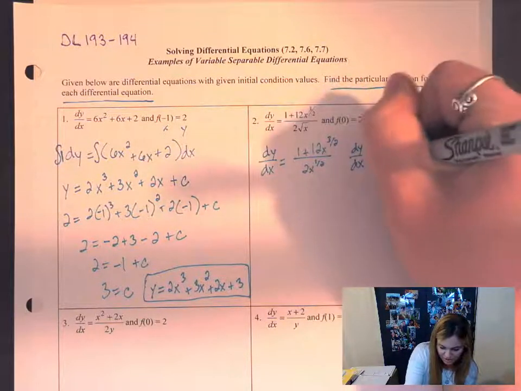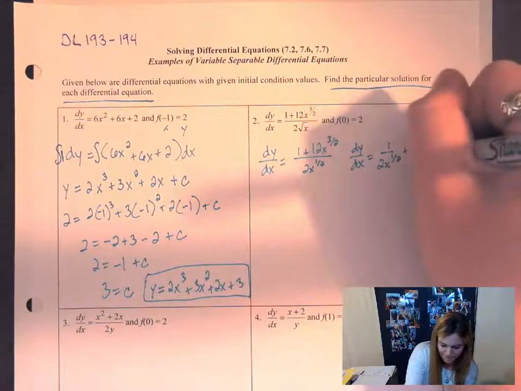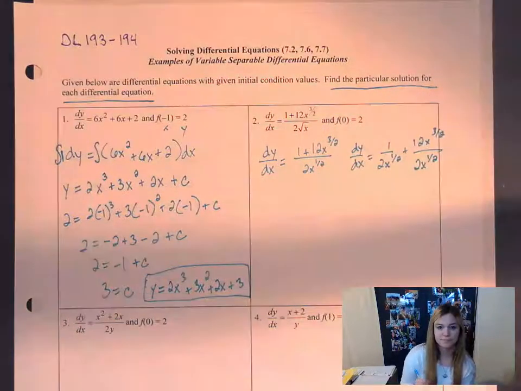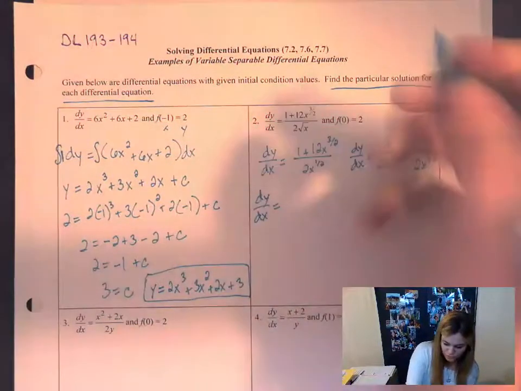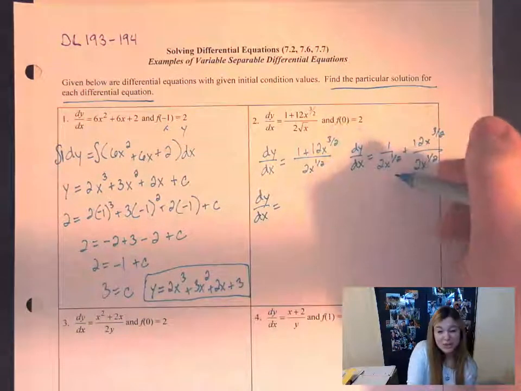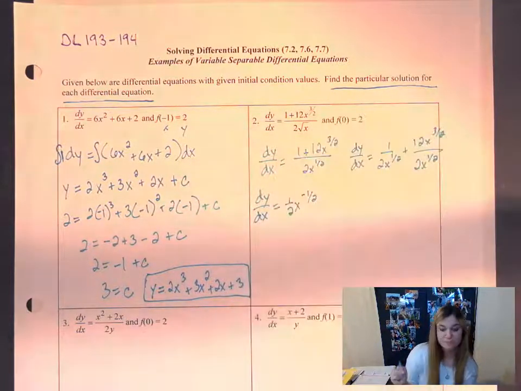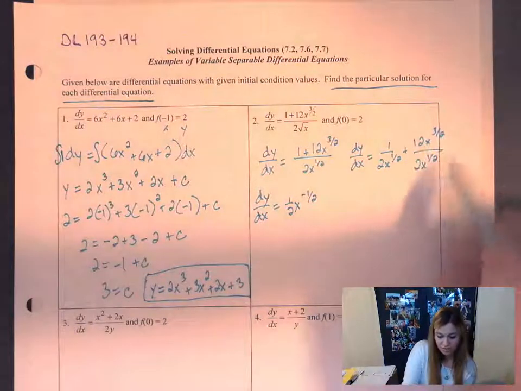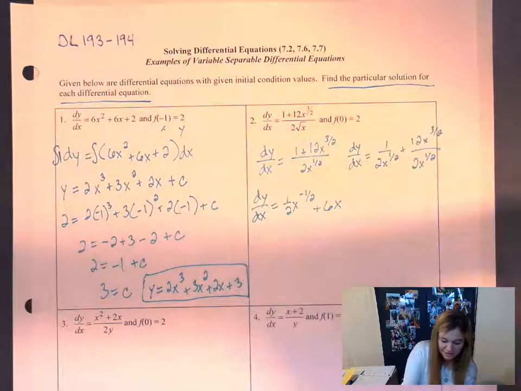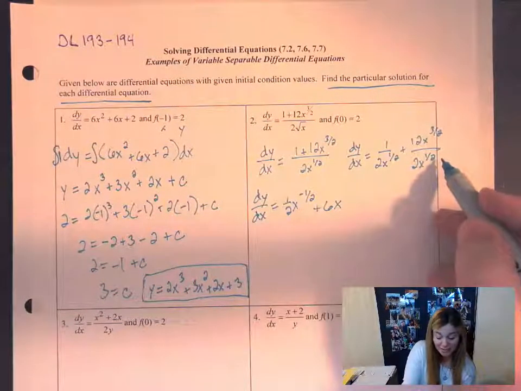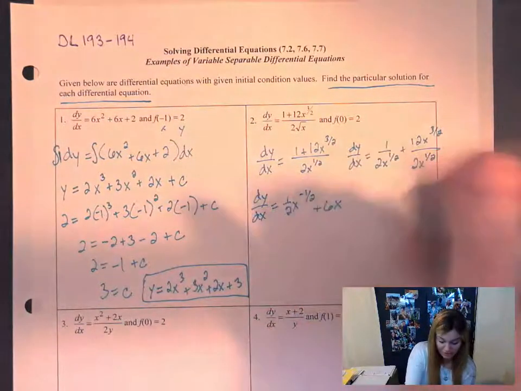And I could break it up and divide each part of this fraction by 2x to the 1/2 power. So that really means dy/dx is equal to 1 over 2x to the 1/2 power, which is the same thing as 1/2 x to the negative 1/2 power. Over here, try it real quick, what would you get? 6x. If I subtract the exponents, 3/2 minus 1/2 would be 2/2, also known as 1. So I'm just going to leave it like that.